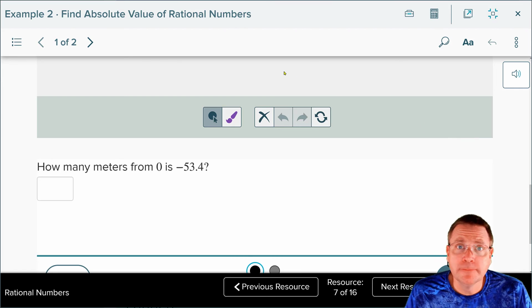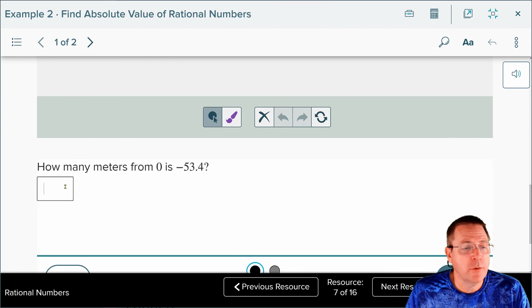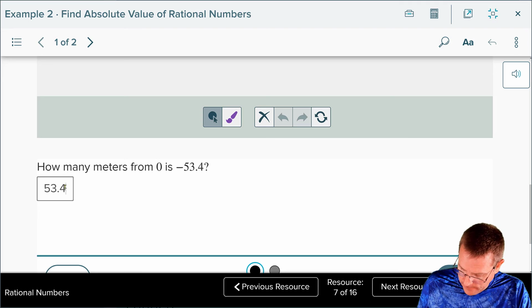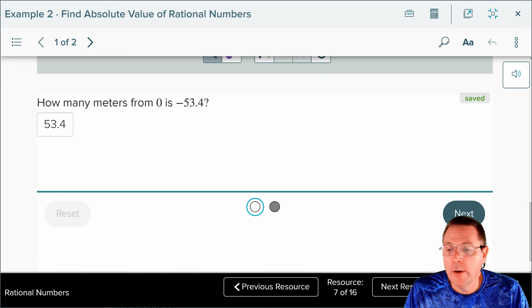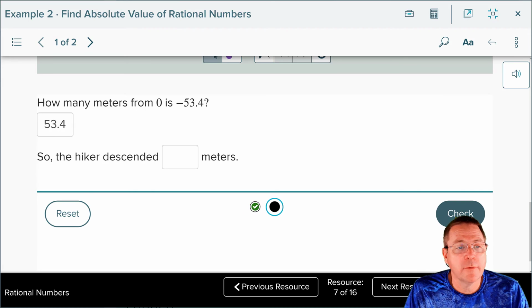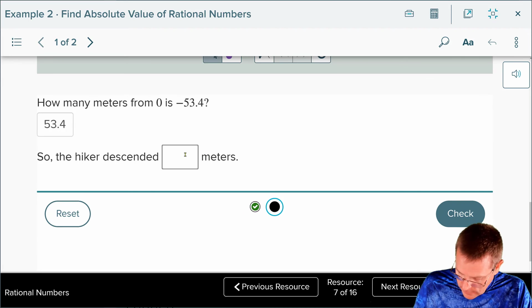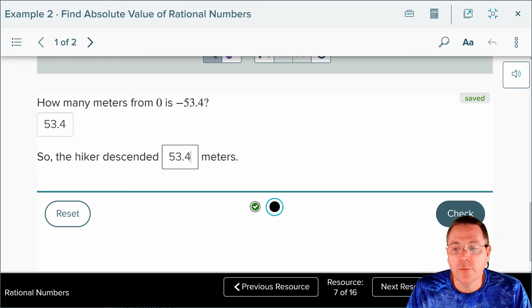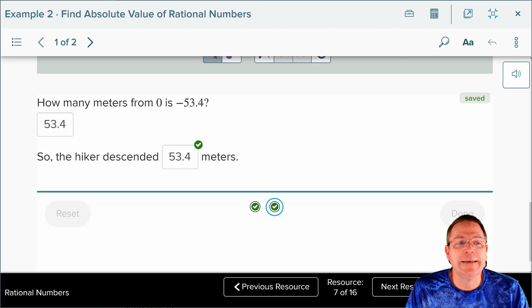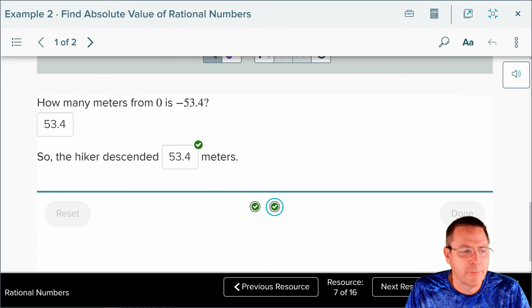So the next question, how many meters is 0 from negative 53.4? It is 53.4 meters from it. So we got an absolute value of the number is going to be a positive 53.4, and the hiker would have descended 53.4 meters. Easy math. Anybody can do this stuff.